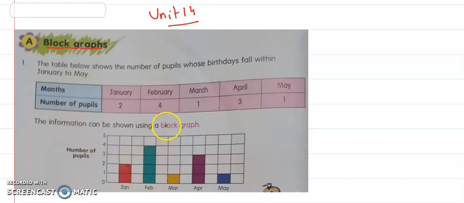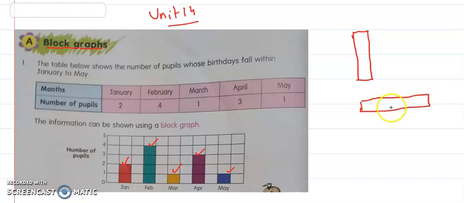Now there is another way. Here you can see it is shown in the form of block graphs. In block graphs, we make the blocks of equal width. Like you can see here we have different blocks. This is block number 1, 2, 3, 4, 5, and we draw them in the vertical form. Vertical form means from up to down. Make sure you know the meaning of vertical when we draw in this way. This is the vertical form, and if we draw something in this way, it will be the horizontal form.